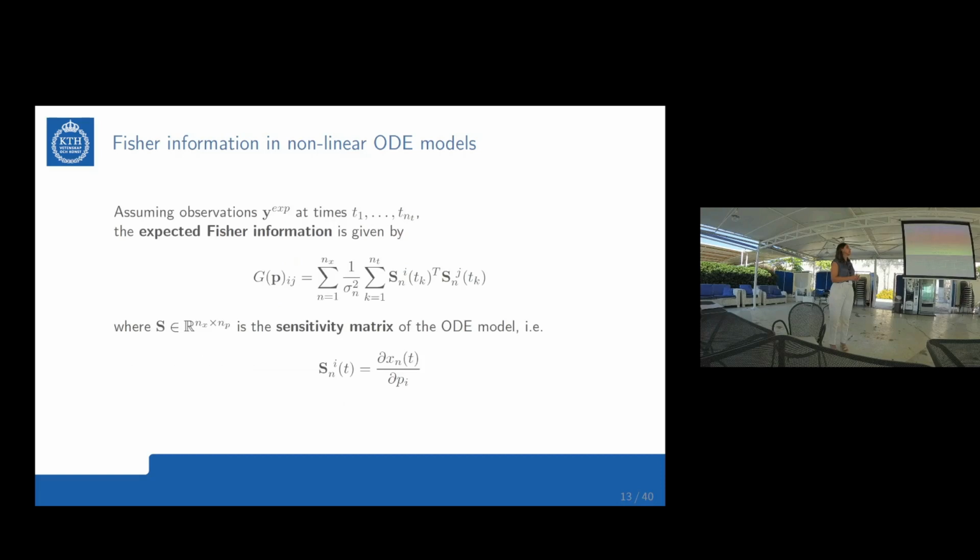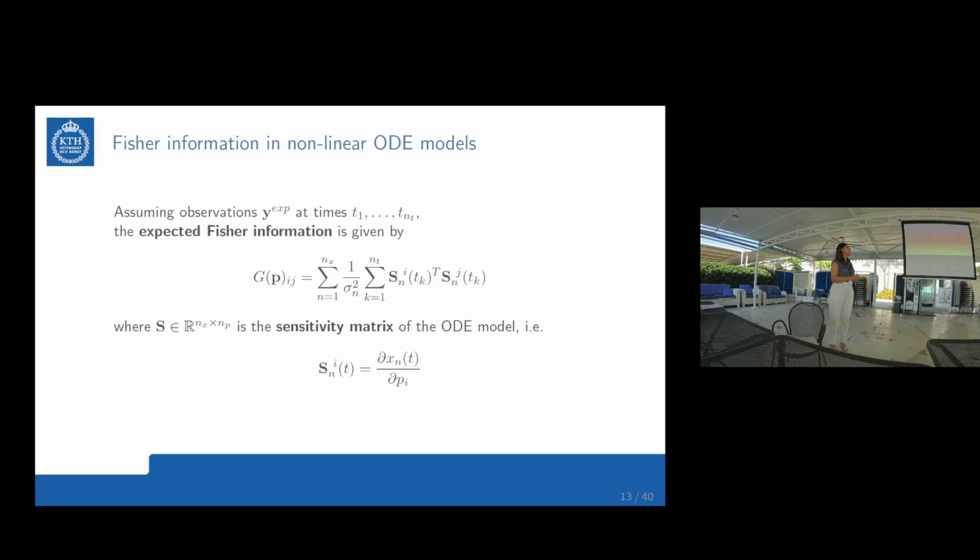Okay, so if we assume to have experimental measurements at times t1 to tn, and if we perform all the analytic computations for the expected information matrix, we get to this formula that in the end is pretty simple. We only need these variances, and we assume to know them. That are the variances of the measurement errors.